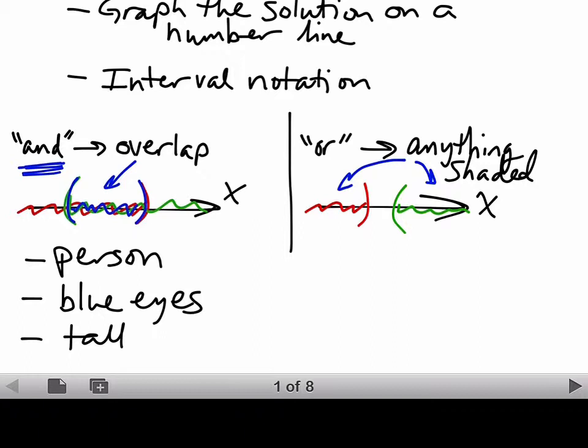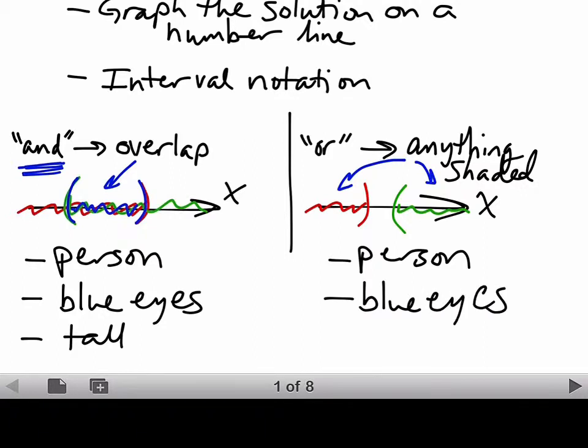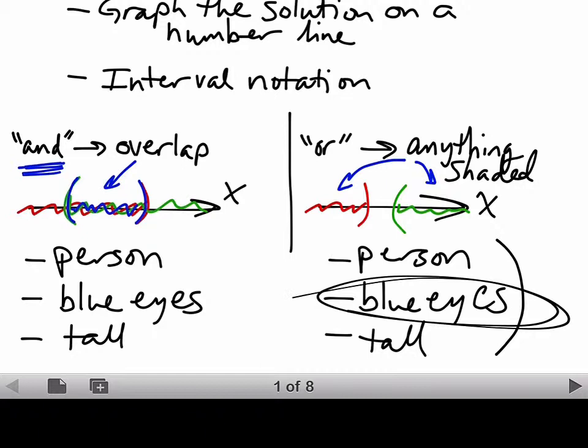On the other hand, if I say we're thinking of a person or something with blue eyes or something that's tall, then we could be talking about a tall person with blue eyes, but we could also be talking about a husky. So that's a way to remember the difference between "and" and "or."